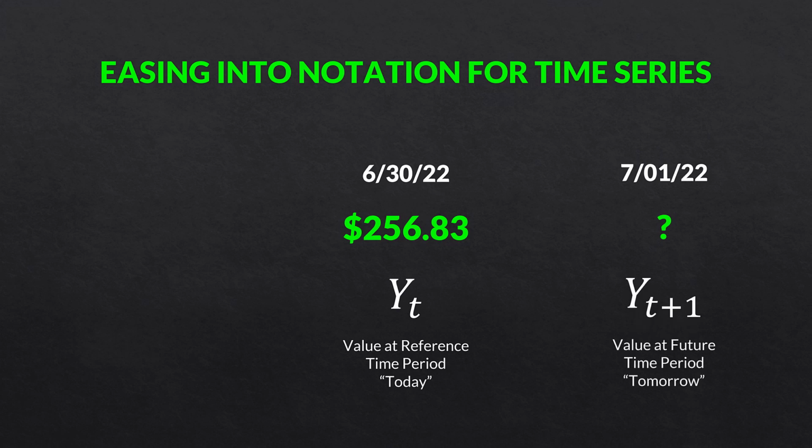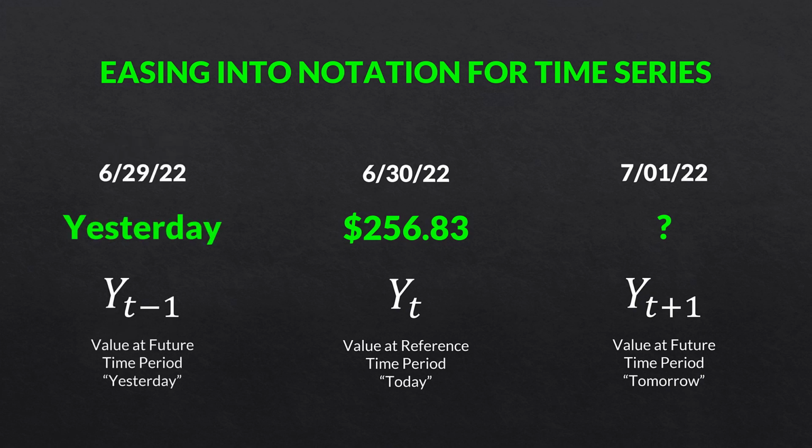So if today is T, tomorrow is 1 day forward because we're doing daily forecasts, T plus 1. That's the value at a future time period, tomorrow. And likewise, T minus 1 would have been the stock price yesterday. So on the 30th of June. So you can see how this works.